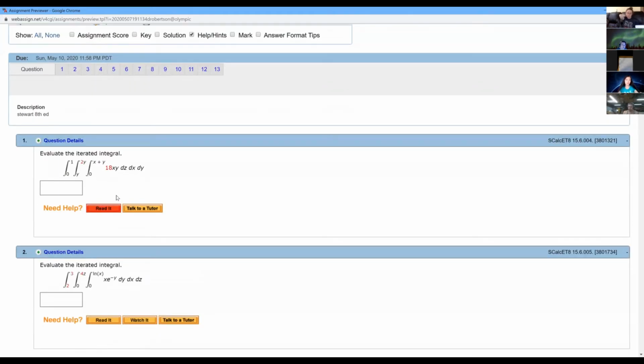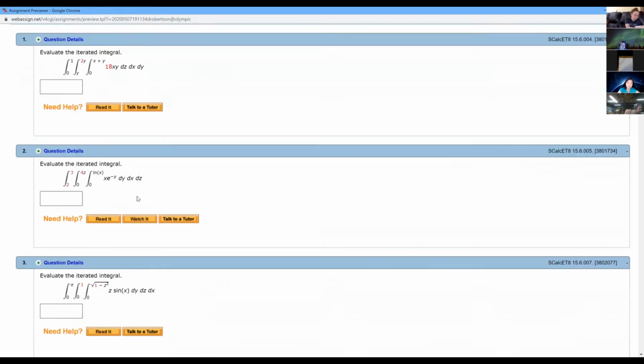There are 13 questions here. The first question, isn't that a standard triple integral, just like example 1? Right? Now, in this case here, the first integral is with respect to z. So you're going to integrate 18xy with respect to z, and you're going to plug in z equals 0, and then z equals x plus y, and then so on for the others.